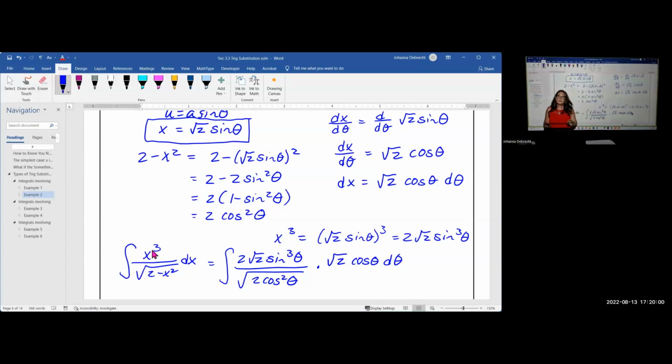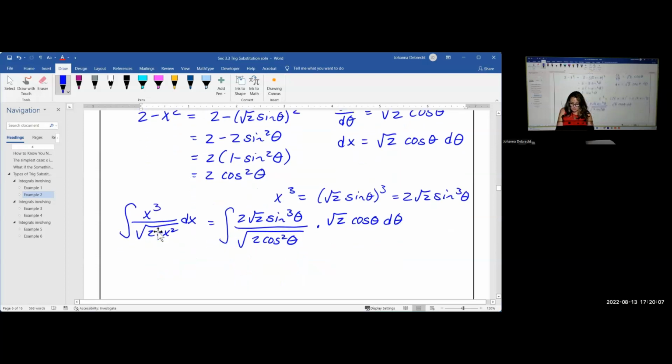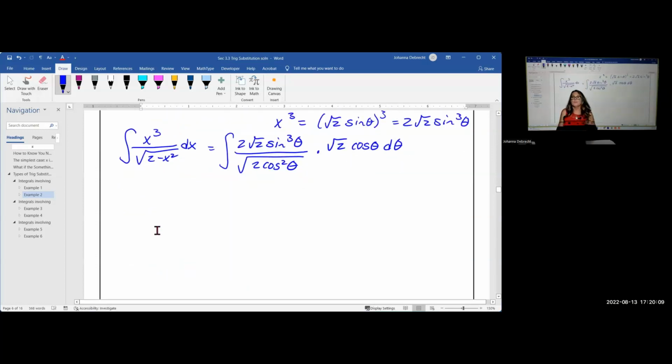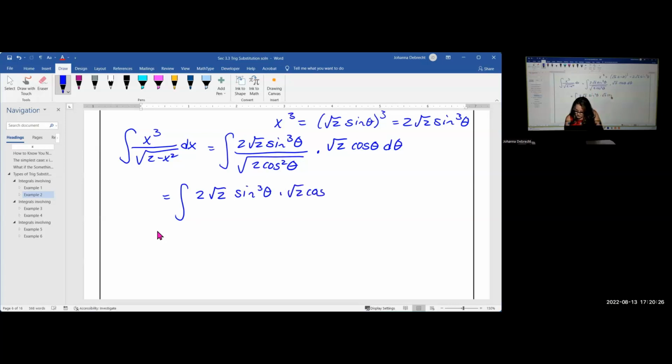Now, because of the way we define the angle, remember that the square root of cosine squared is the absolute value of cosine. But because we're in quadrants 4 and 1, we know it's going to be positive no matter what. So this is going to, if I simplify it, give me a 2 square root of 2 sine cubed of theta times root 2 cosine of theta, d theta, over root 2 cosine of theta.